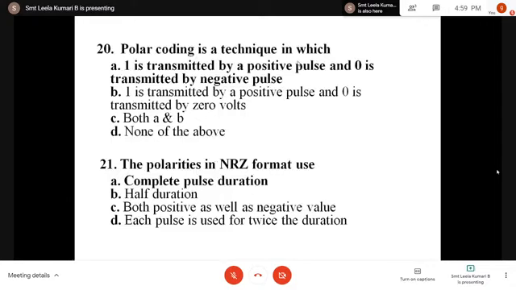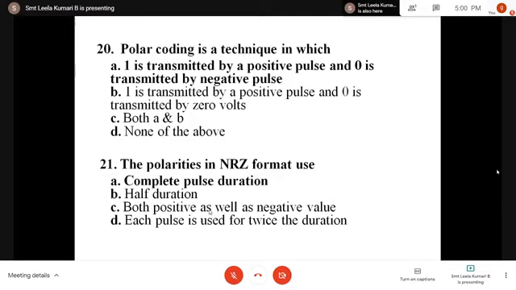And polar coding is a technique in which 1 is transmitted by a positive pulse and 0 is transmitted by a negative pulse. So, polar means two levels, positive level and negative level to represent 1 and 0 respectively. So, option A is correct. 1 is transmitted by a positive pulse and 0 is transmitted by 0 volts. So, this is unipolar. If 0 is transmitted by 0 volts, this is unipolar. C is both A and B. So, B and C options and D option are not correct. So, option A is correct.